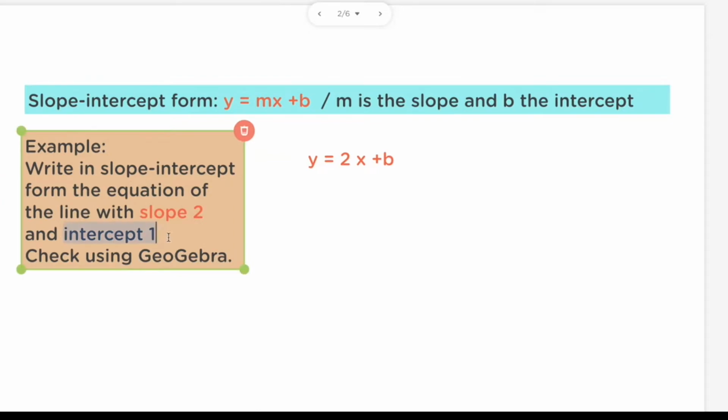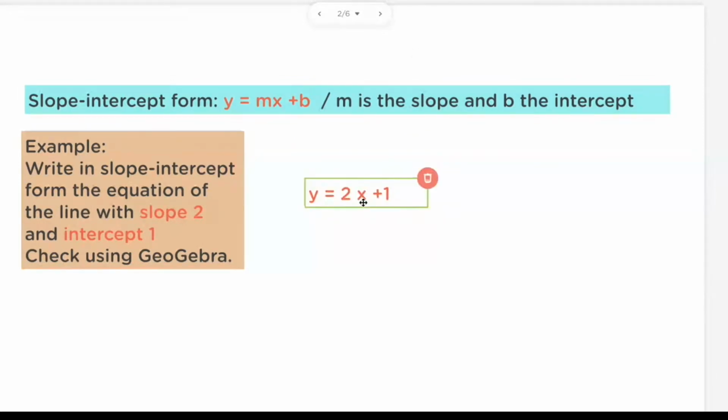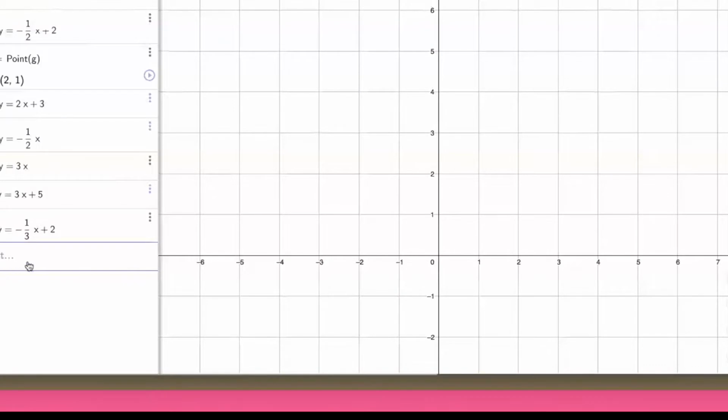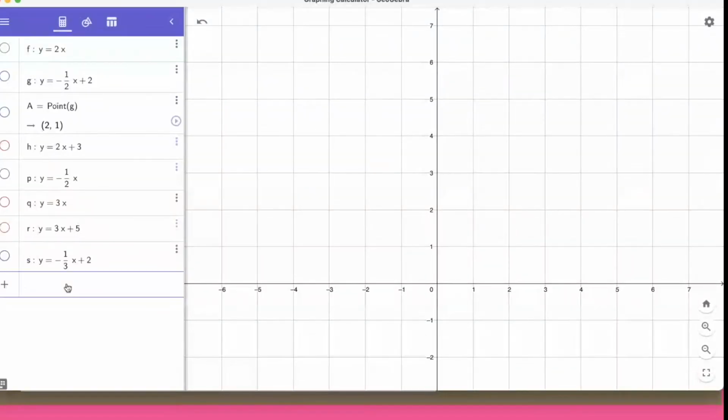Intercept equals 1. Where do we put it in the equation? Instead of the b, we put 1. Instead of the b. And you are done. That's all. So we're going to check using GeoGebra. I just put here y equals 2x plus 1.